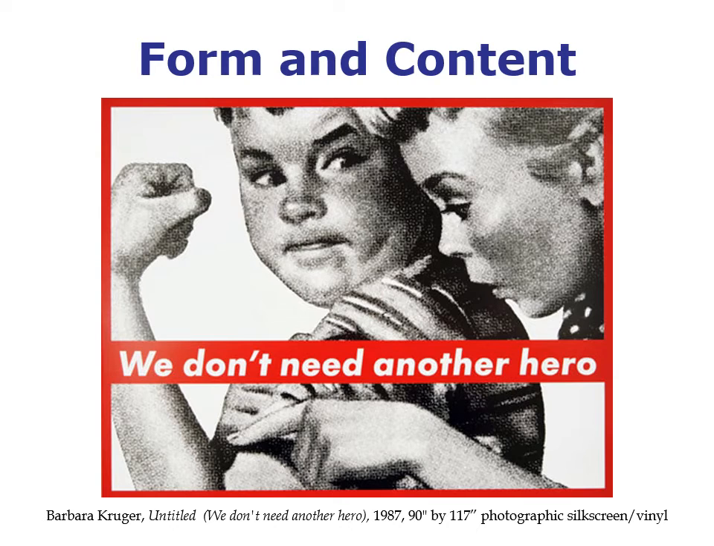So the Barbara Kruger, We Don't Need Another Hero, done in 1987. Again, this is pretty much a product of its time. What was going on in the 80s? Why don't we need another hero? What's wrong with heroes? Well, looking at the image, Barbara Kruger often liked to pull images from magazines and ads from the 40s, 50s, and 60s.